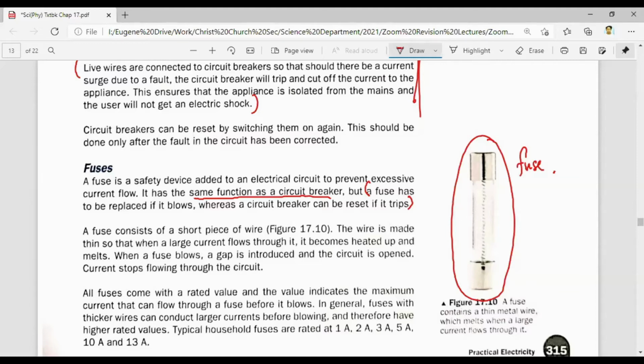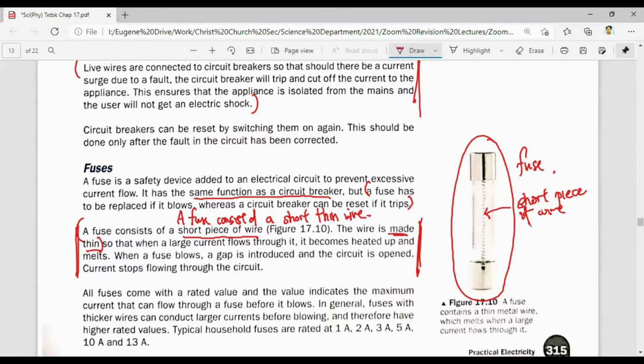Now for a fuse, what are the key things you must understand here? I need you to remember this whole statement here. Typically, a question that I ask is, how does a fuse function? In the exam question and test, you will see, how does a fuse function? So what do you need to write? A fuse consists of a short piece of wire. You can see this is a short wire. The wire is made thin. Can I shorten this whole thing here? Yes. You can just write: a fuse consists of a short, thin wire.